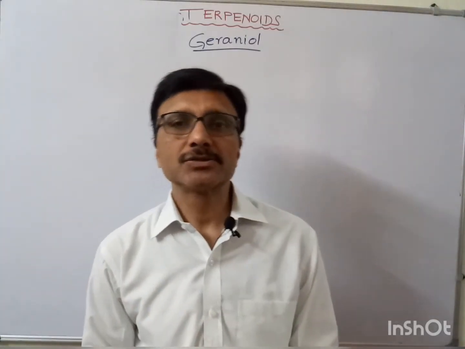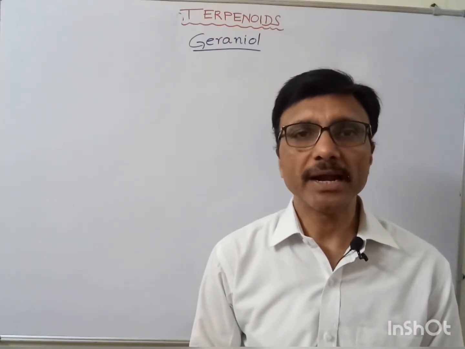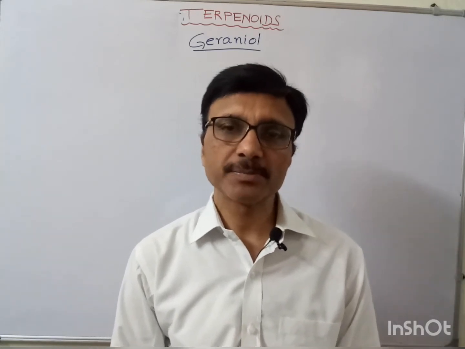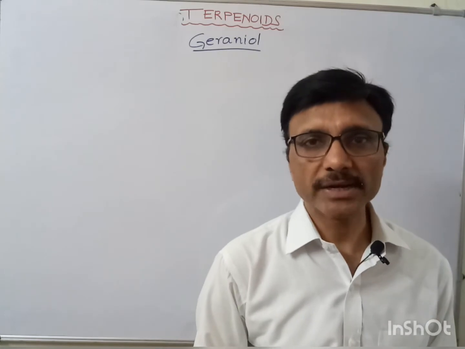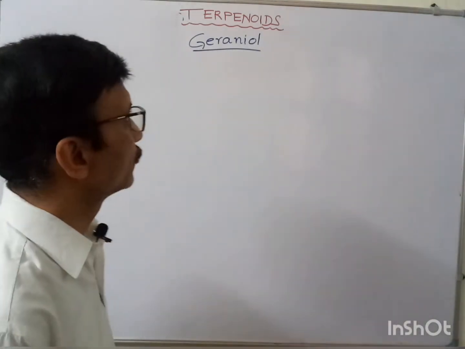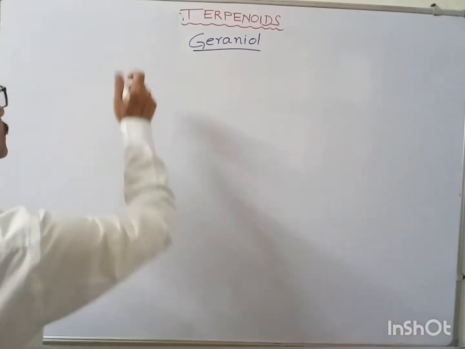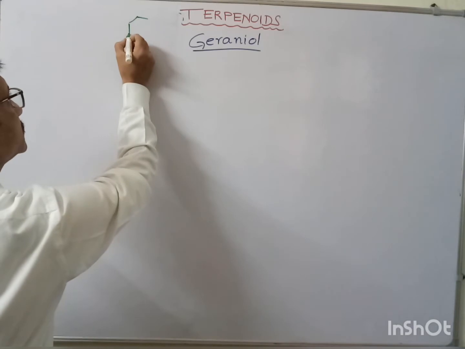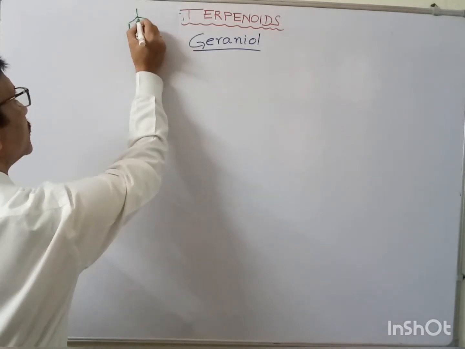Hello students, so today I will explain the structural elucidation and synthesis of geraniol. In my previous lecture I explained the structure and the synthesis of citral. So let's see about this geraniol structure and its synthesis. The structure of geraniol which we have to prove is like this. This is the structure of geraniol.